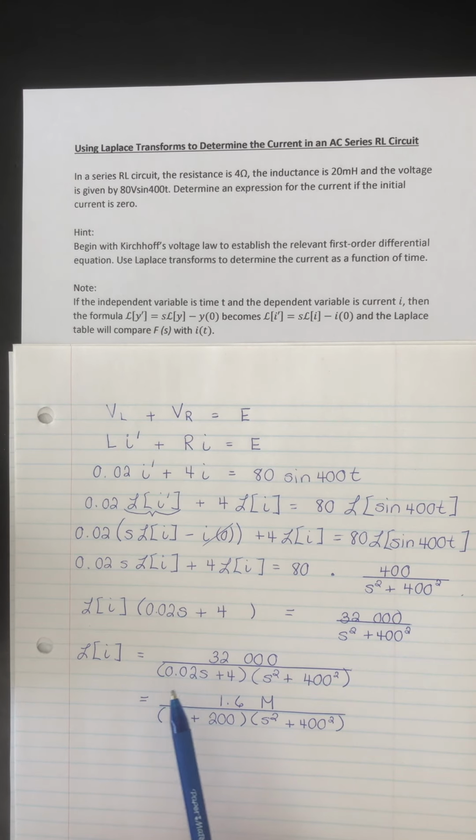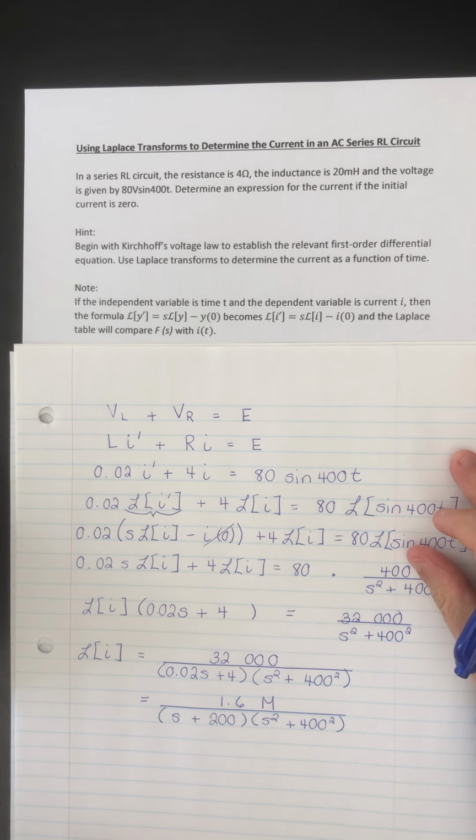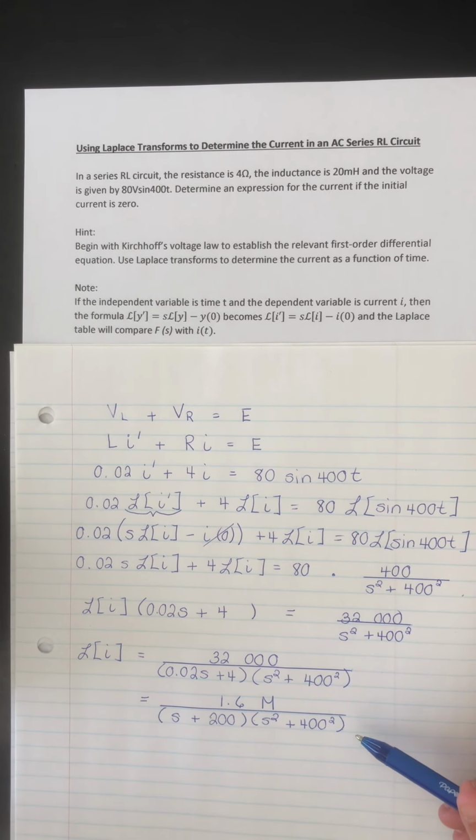Okay, so again, in moving from this step to this step, we simply divided the denominator by 0.02, and then we had to divide the numerator also by 0.02. Make sure that you don't do anything to the other term in the denominator, or the effect would multiply, right? All right, so this is correct now.